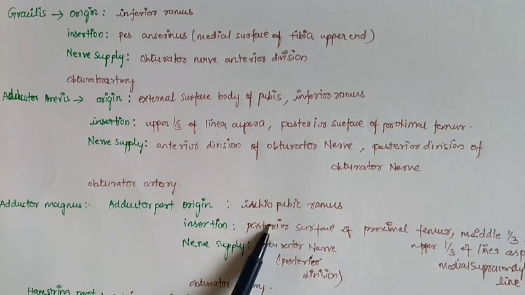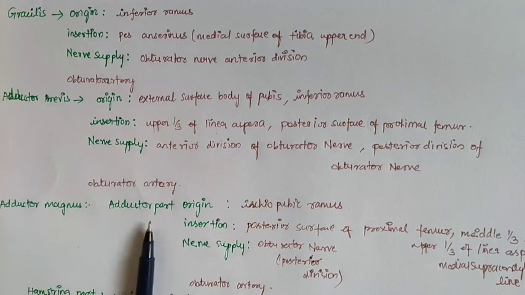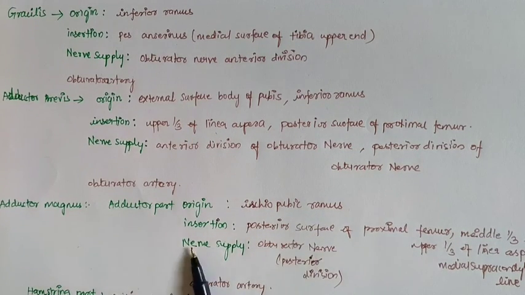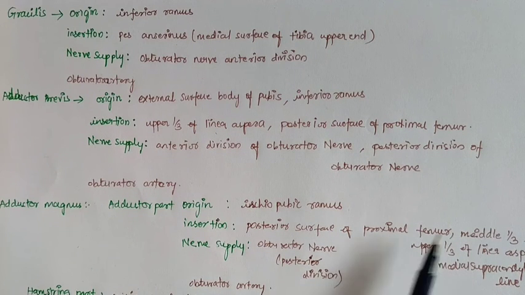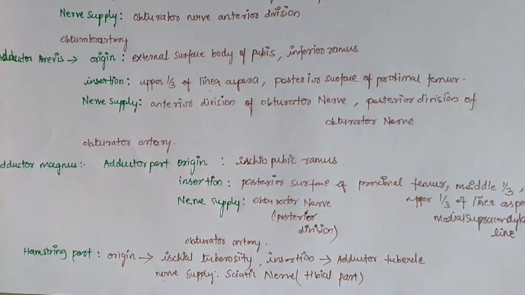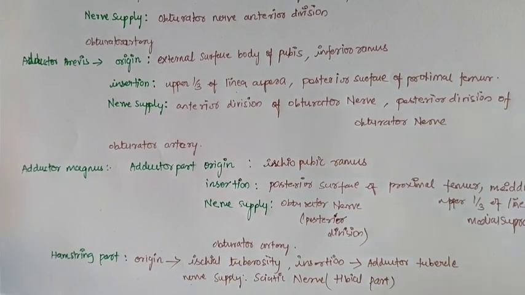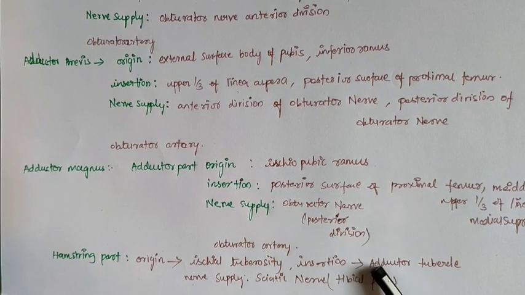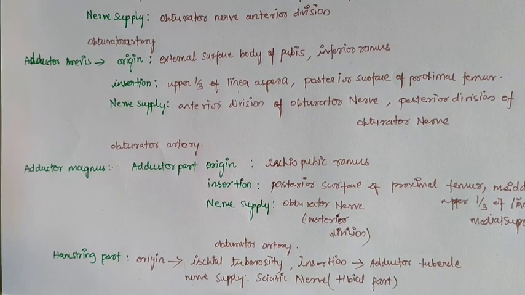Adductor magnus, adductor part: origin ischiopubic ramus. Insertion posterior surface of proximal femur, middle one third and upper one third of linea aspera, medial supracondylar line. Nerve supply: obturator nerve, posterior division. Vascular supply: obturator artery. And then the hamstring part: origin ischial tuberosity, insertion adductor tubercle, nerve supply sciatic nerve, tibial part.